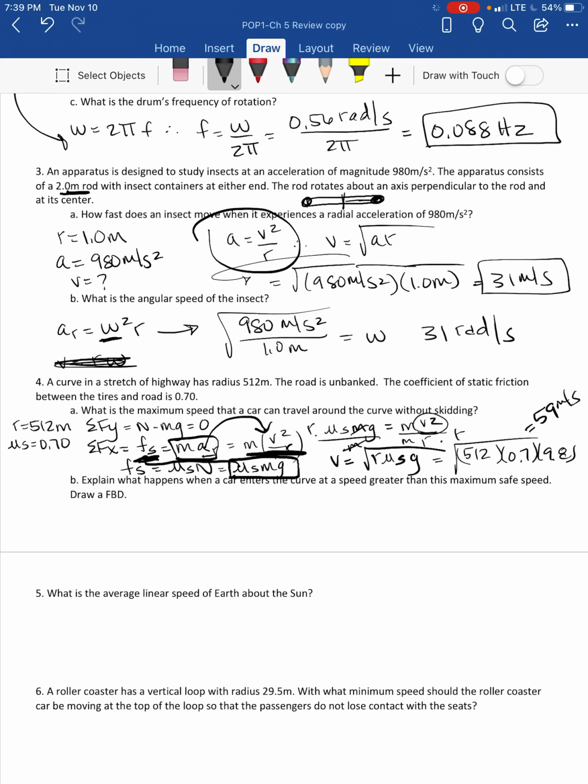Okay, and then it just wants to know what happens when a car enters the curve at a greater speed than that. Well, then it skids, obviously. It's going to skid towards the outside. On a free body diagram, you know, we got our normal, you've got your weight, and you've got, that was terrible, you've got your friction. Okay, so I'm going to go ahead and stop the video. My pencil's battery's getting low anyway, and then I'll make another video.